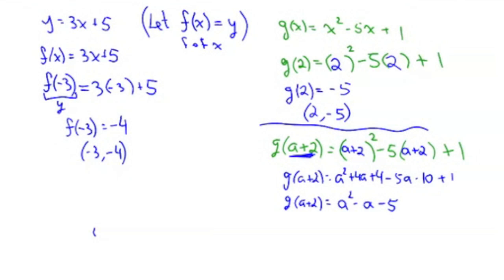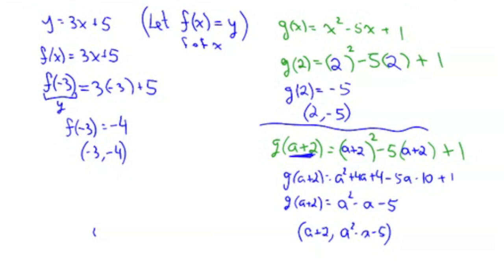Now, when I plugged in 2 and I got to the end, I wrote the coordinate 2 comma -5. So what's the coordinate of this one? Well, what's the x coordinate? What's x equal to? A plus 2. What's y equal to? Notice the pattern here. The 2 just comes down, the -5 just comes down. So a plus 2 comes down, and the a squared minus a minus 5 is the y coordinate.